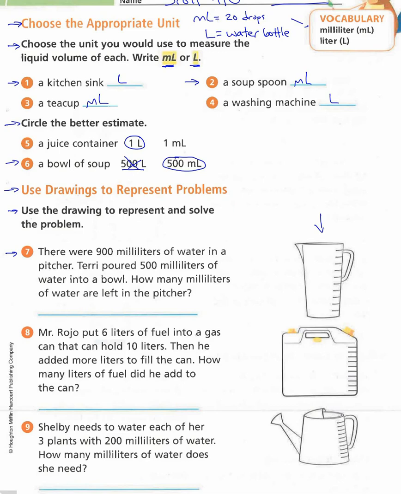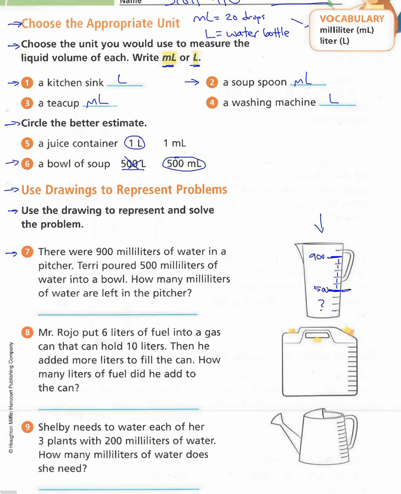So Terry started with all the way full, and I think what was this? 1, 2, 3, 4, 5, 6, 7, 8, 9, 10. There's 10. So she actually started at this line. There were 900. And then Terry poured out 500 of those. So 1, 2, 3, 4, 5 right here. So this was 900, and this is down to 500. And so this part, how much is left? How much is it up to that line?